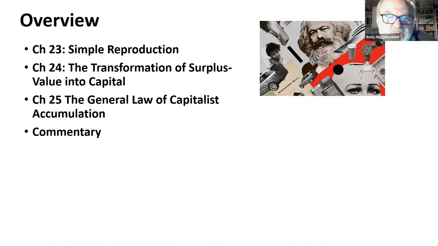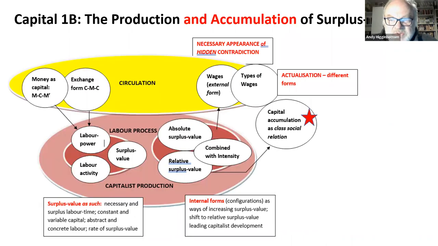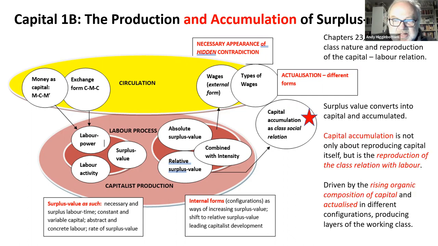Before we get there, this is what we're going to be looking at: simple reproduction, chapter 23, chapter 24, chapter 25. And of course, there will be some comments from me at the end and perhaps as we go through. This is a diagram I use to explain the structure of the main parts of volume one. And what we'll be looking at now is capital accumulation as a class relation between working class and capitalist class. And these are the main points that Marx makes.